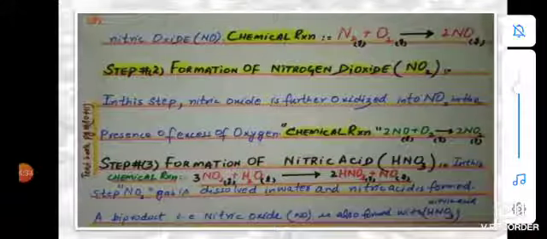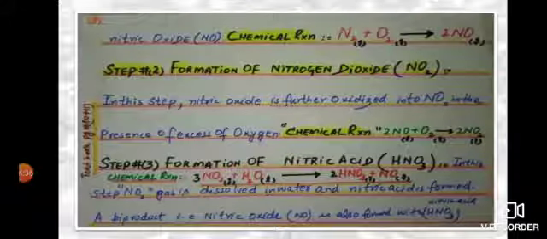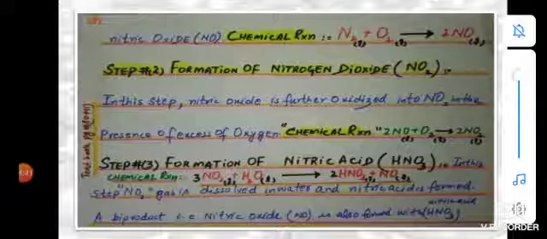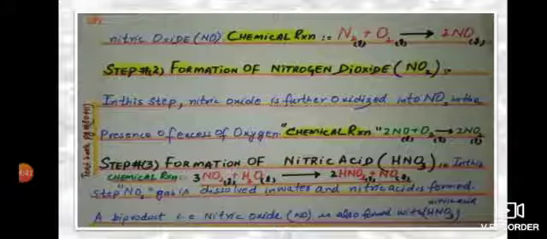Step 2 is the formation of nitrogen dioxide. In this step, the nitric oxide is further treated with excess oxygen, and it results in the formation of nitrogen dioxide. As given in the chemical reaction, 2 moles of nitric oxide in gaseous form react with 1 mole of oxygen, also gaseous, and result in 2 moles of nitrogen dioxide, also in gaseous form. Next is step number 3, the formation of nitric acid, HNO3.